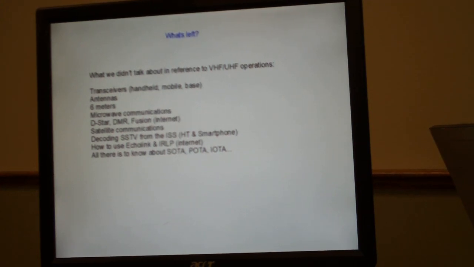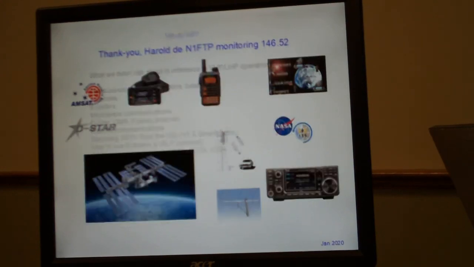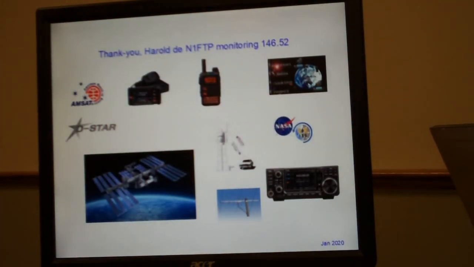A lot of people will come up and say, "Well, I don't do UHF, VHF. I don't want to talk on repeaters or talk simplex. It's just too boring for me." Well, as you can see, there's plenty to it. And that's all I have. And what I monitor in my car is 146.52, so people can call me and I'll move on to other frequencies.